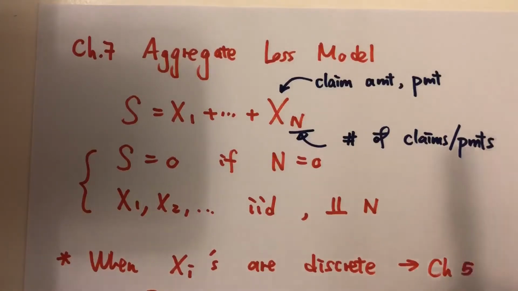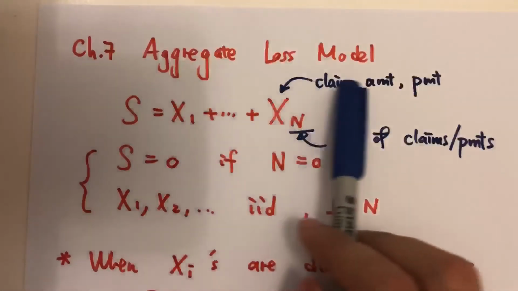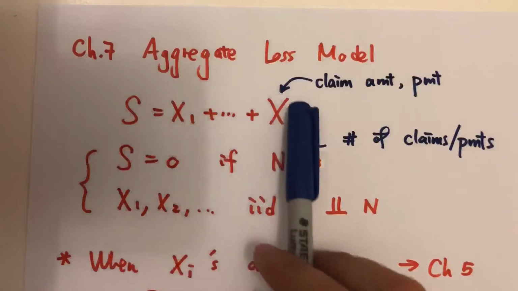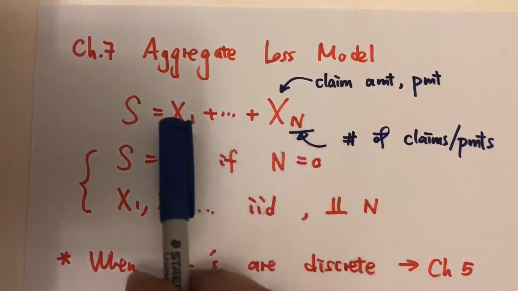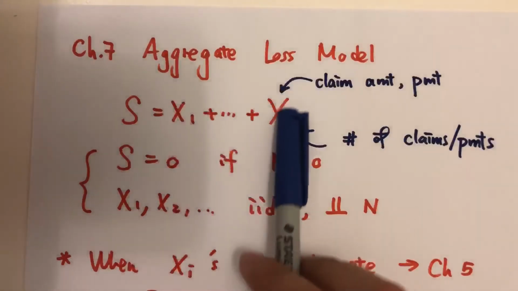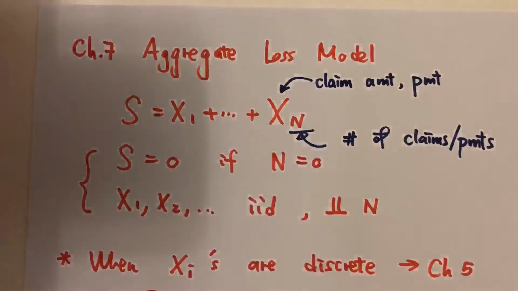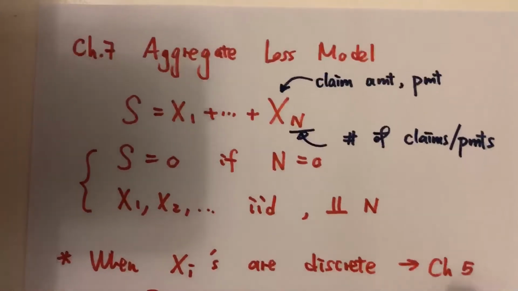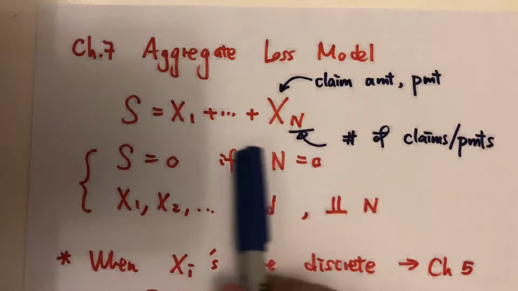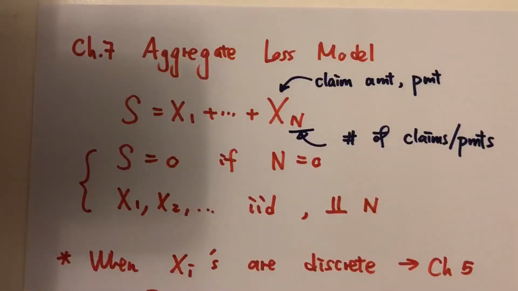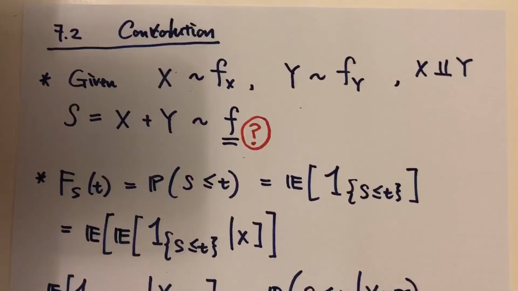In the previous part, we introduced the aggregate loss model, which is about a summation of IID variables, but the number of terms in the summation is random. So in this part, we consider a special case where the number of terms is not random but deterministic. So this is about convolution. Okay, so we consider the easiest case.